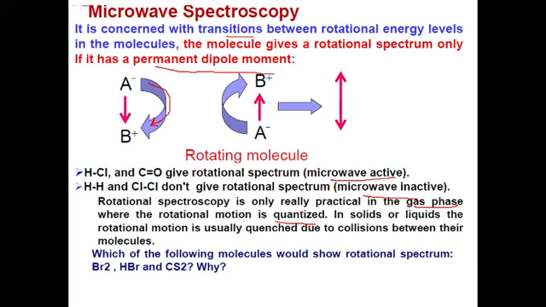That means this motion gets converted to smaller parts, a number of smaller parts. In the case of solid and liquid molecules, the rotational motion is usually quenched due to the collision between the molecules. If solid and liquid molecules are there, the molecules show some collision between their atoms, and that's why they show a quenching effect. That means their rotation gets mixed up.